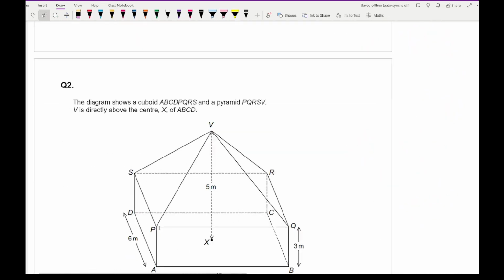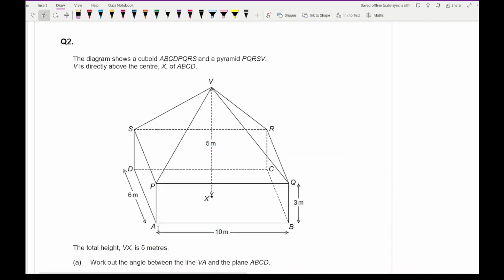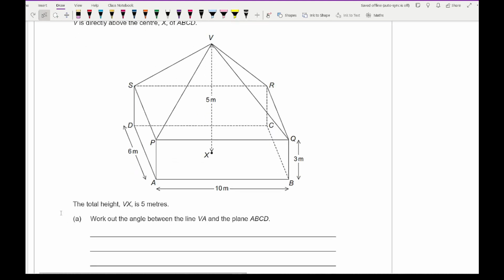Moving on to question 2, we've got another trig question. It says the diagram shows a cuboid ABCDPQRS and a pyramid PQRSV, and V is directly above the centre X of ABCD. The total height VX is 5 metres, and the first part of the question is asking us to work out the angle between VA and the plane ABCD.